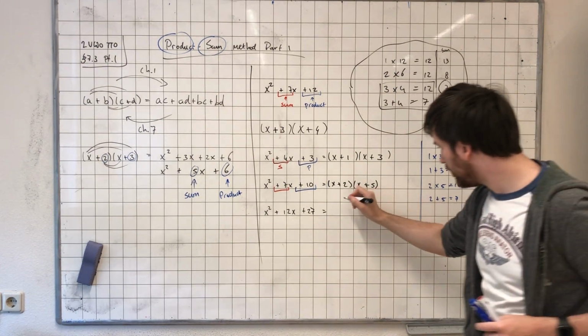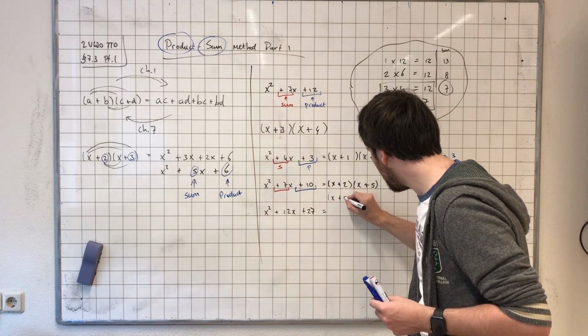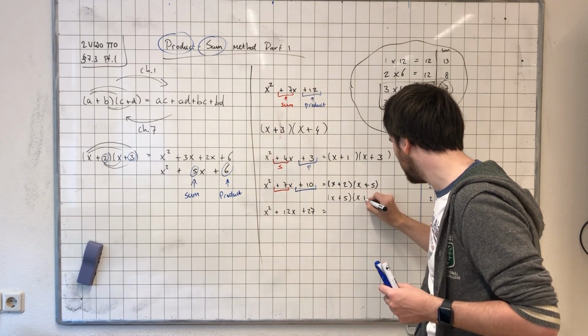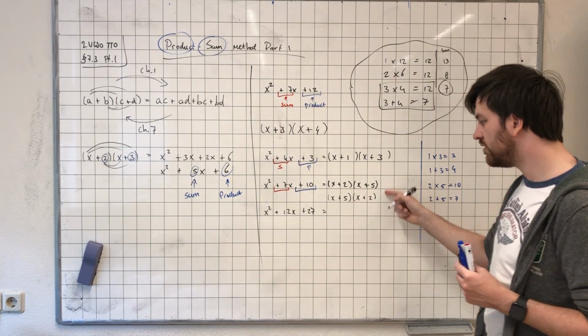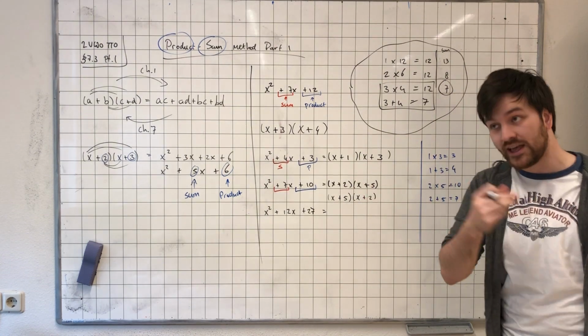Yes, we can also swap these numbers around. So we can also say x plus 2, x plus 5 and x plus 5, x plus 2. This is also fine. So both of these things are correct. There are usually 2 correct answers.